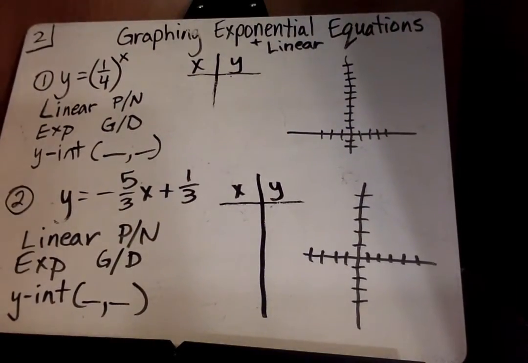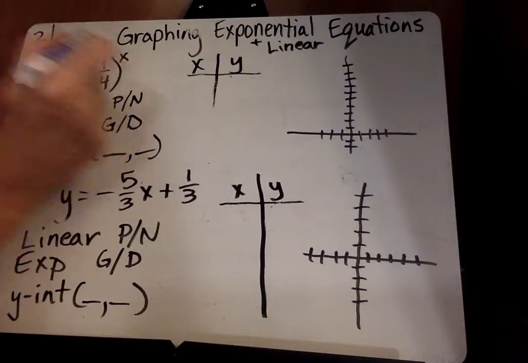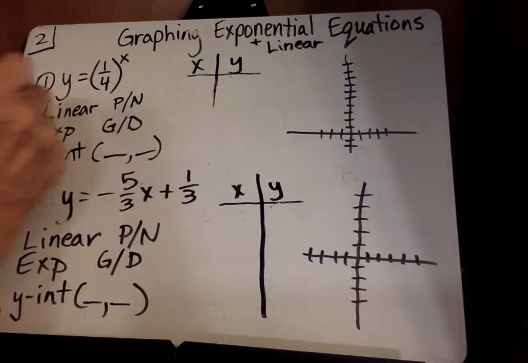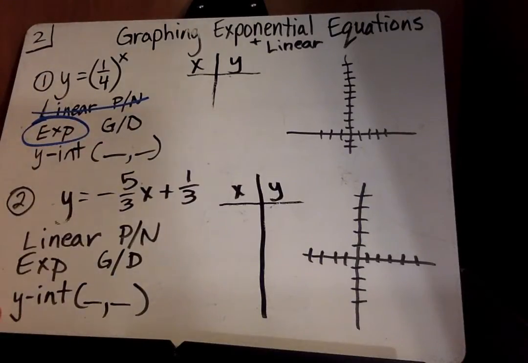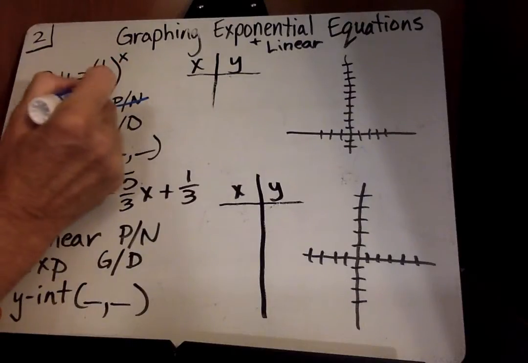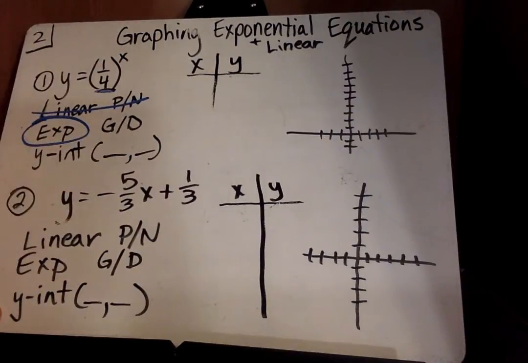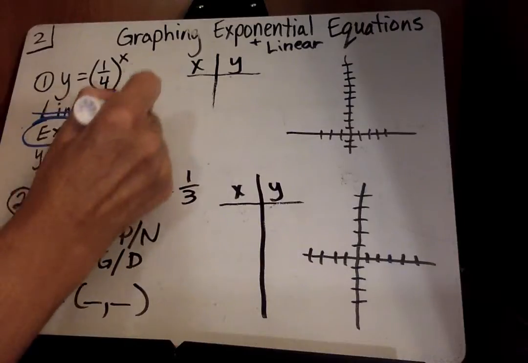Here we have this equation where y equals 1/4 raised to the power of x. So is it linear or exponential? Yes, since it has an x raised to the power, it's got to be exponential. So I cross out linear, and I say exponential. Now, is it growth or decay? Since the base is between 0 and 1, it's going to be decay.